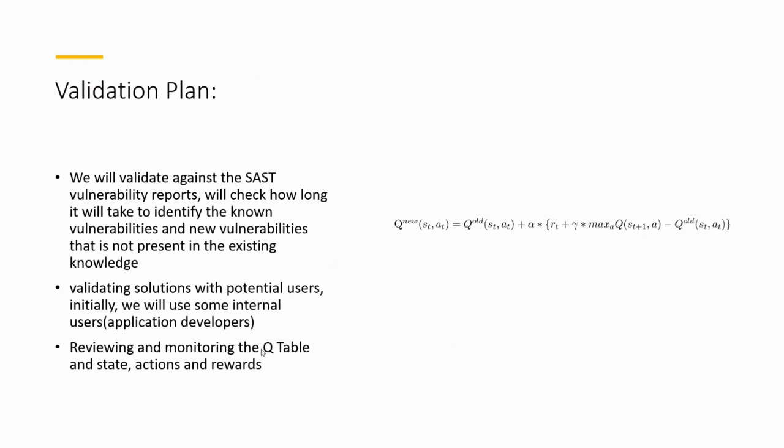One of the main advantages, and the main reason we are going for deep reinforcement learning, is that it will identify patterns which are not known at the initial time of training, or which are not labeled anywhere. So that's the main reason we are going for that. And for the validation solution, we will initially start with some potential users, in the sense that we will use some internal application developers.